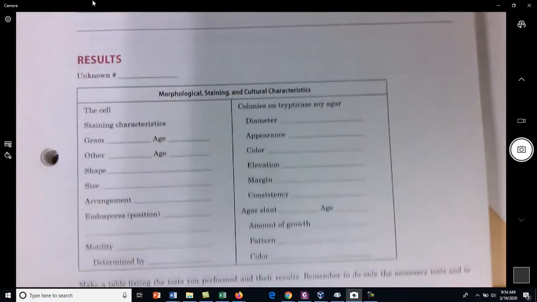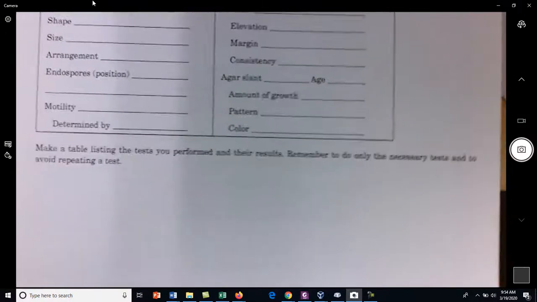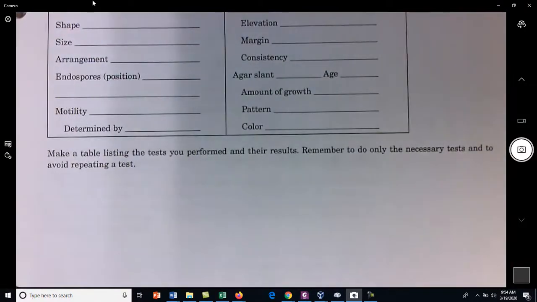So what you need to do is you need to make a table listing the test you performed and the results. Oh my goodness, I don't know if you can necessarily do this without your laboratory notebooks, which you turned in. I just thought about that. But if you could possibly do your best to remember those tests, and if you don't remember, then go ahead and indicate with a question mark. And we'll just do our best.